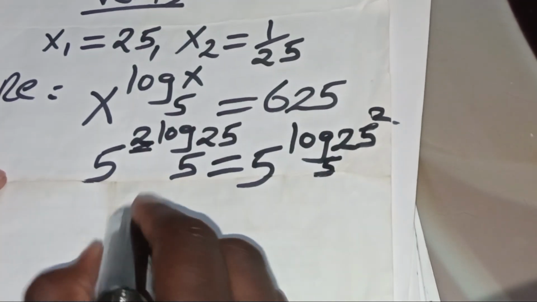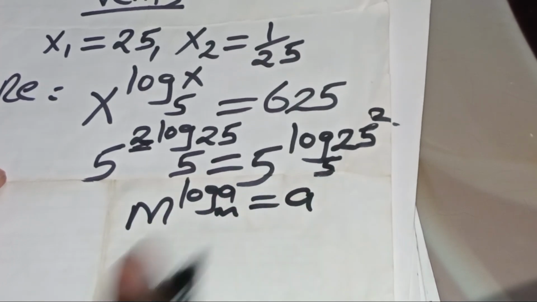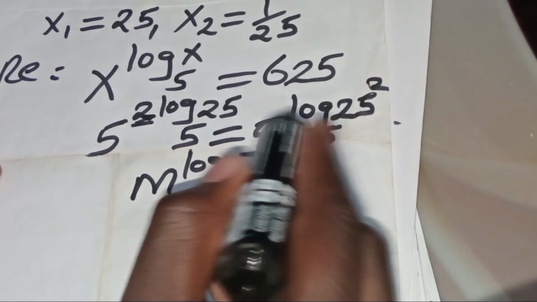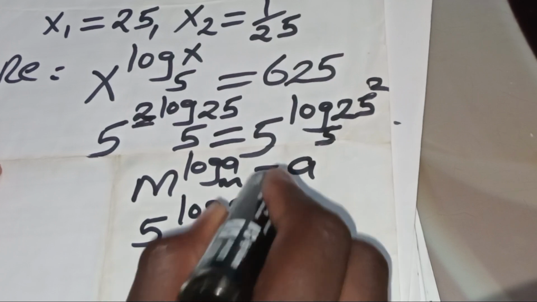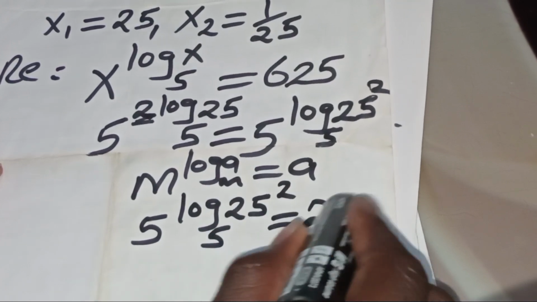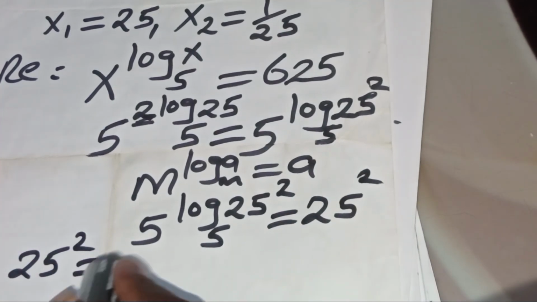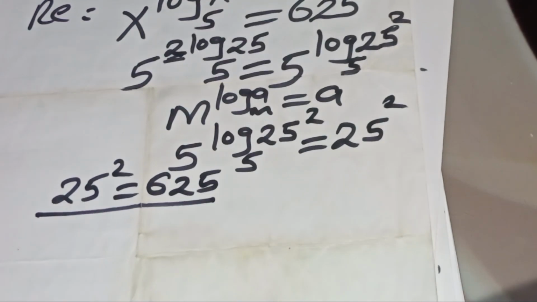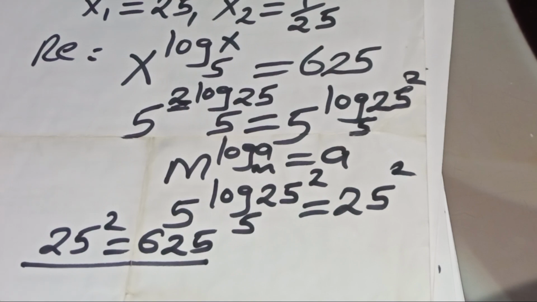Applying the property that m to the power log a to base m is essentially supposed to give us a value of a, that means 5 to the power log 25 squared to base 5 is equal to 25 squared. And 25 squared is basically 625. So that proves that x1 equal to 25 satisfies the equation.